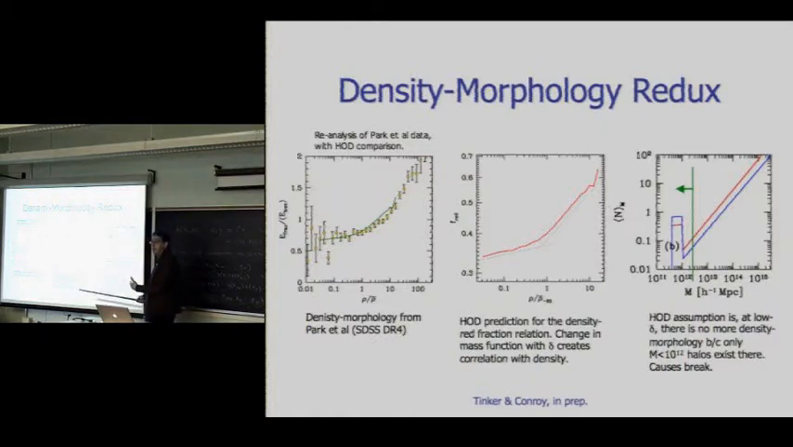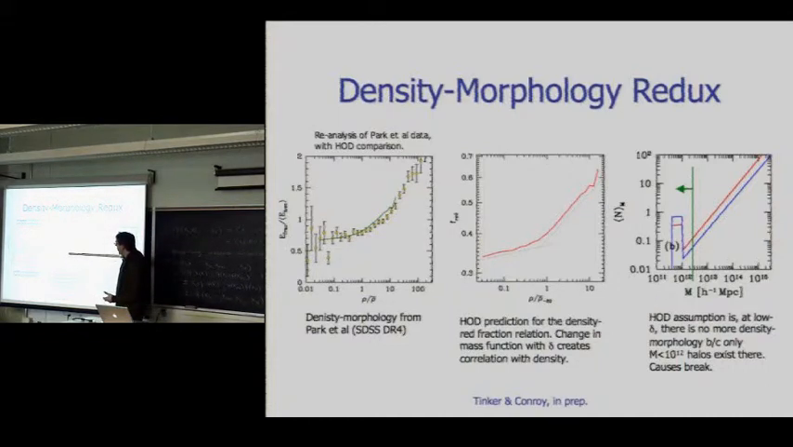I don't have early type or late type. I have red and blue in my model, so I make something very similar. I have the red fraction as a function of environment from my model. Above the mean density, you get a strong correlation where the red fraction goes way up at high density regimes. Very simple to explain. The red galaxies are mostly in the high mass halos. The high mass halos are mostly found in the high density environments, and that's why you get this strong correlation.